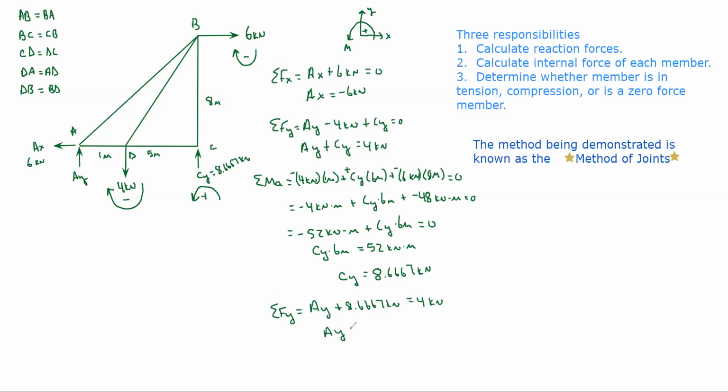That means that AY is equal to negative 4.6667 kilonewtons. I got that by subtracting 8.667 from both sides. So 4 minus 8.667 is negative 4.667. That negative sign doesn't mean the force is negative. It just means that my guess in the direction of the force was incorrect. I'm going to run over and change that on my free body diagram. That's very important in these problems. And while I'm over there, I'll also fill in the value, 4.6667 kilonewtons. And so that gives us all the reaction forces.